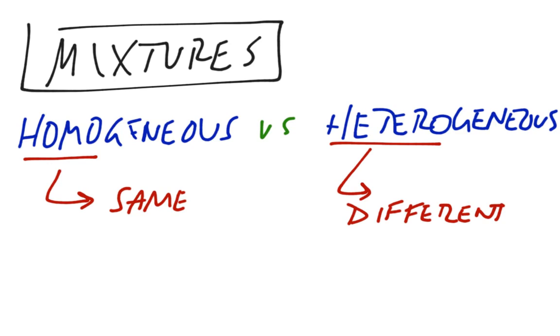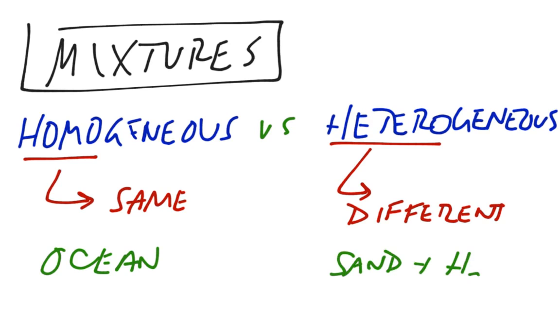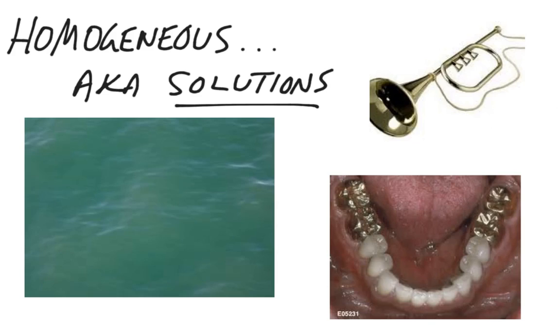Some very easy examples to keep in mind would maybe be the ocean for homogeneous, and for heterogeneous you'd maybe have sand and water. Sand and water you can swirl around, but if you give it enough time, that sand will settle to the bottom. Therefore, there's a greater concentration of that sand at the bottom.